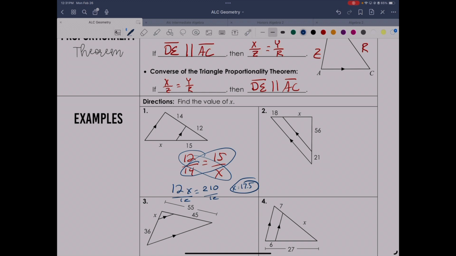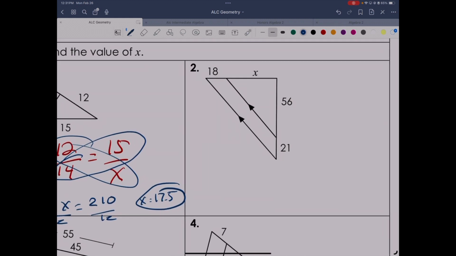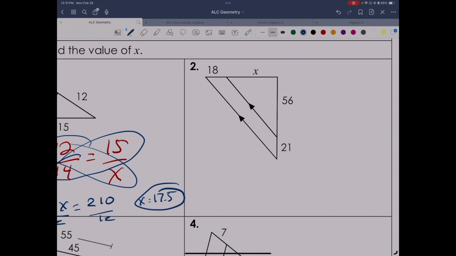So if we look at number 2, you have to turn it around to point up. Okay, if you have to rotate it so that it points up, I can put my line right here. So my ratio is going to be x over 18 equals 56 over 21. Small triangle over the bottom part equals small triangle over the bottom part.